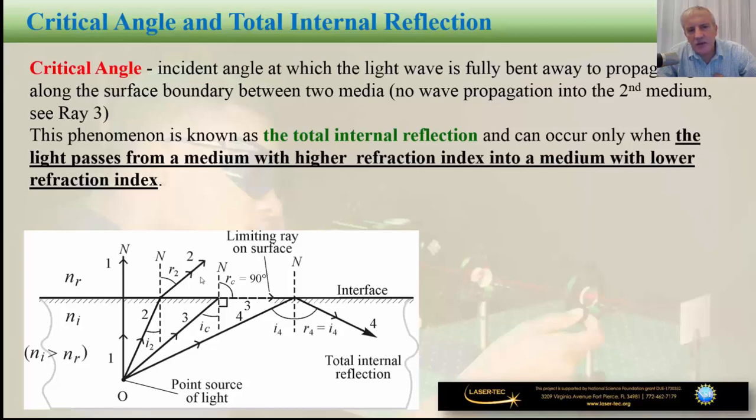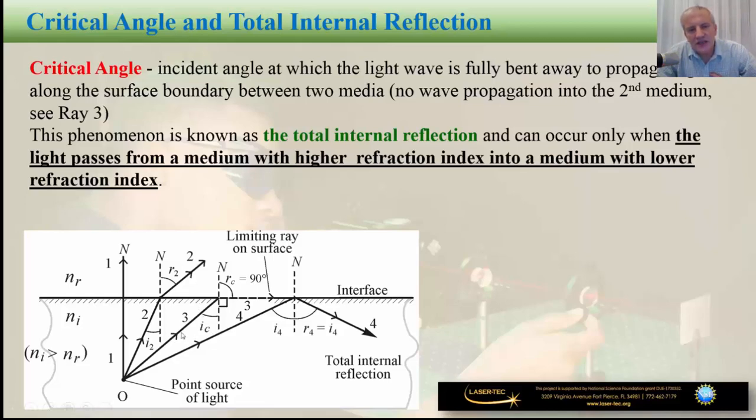Now, an interesting phenomenon is going to take place if we start changing the direction of the incident light ray. You can see here in the case of light ray 3, we have increased the incident angle. You can see how this incident angle, labeled I2 in the case of light ray 2, is increased in the case of light ray 3. The larger the incident angle is, the more the light is going to bend away from the reference line.